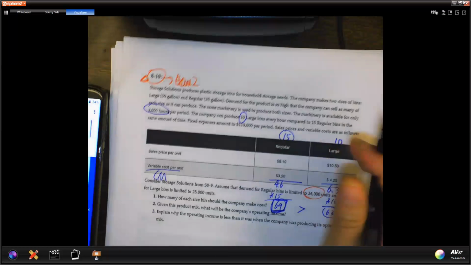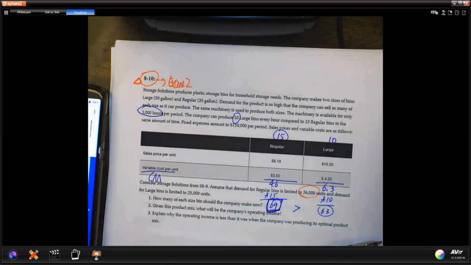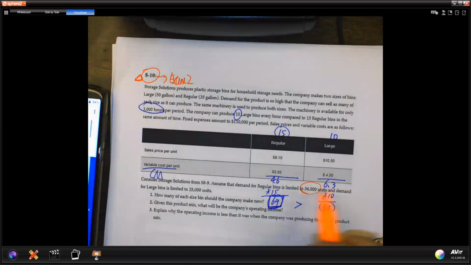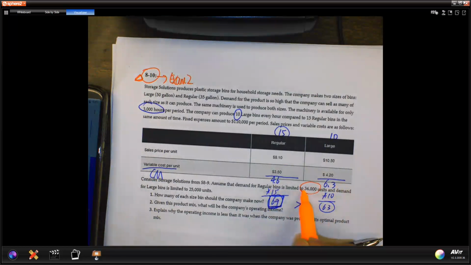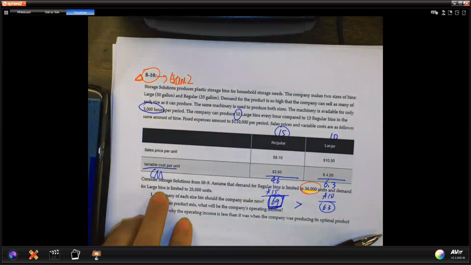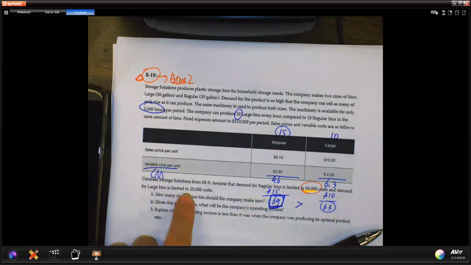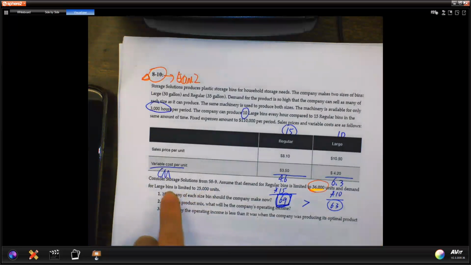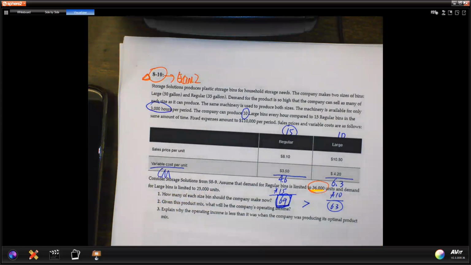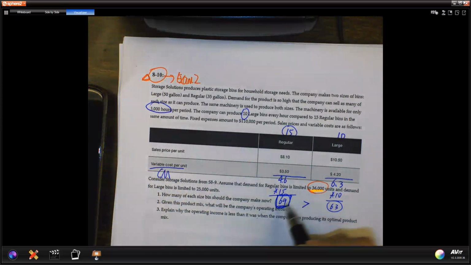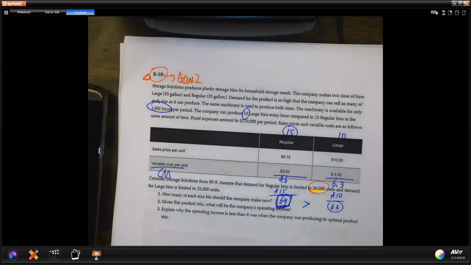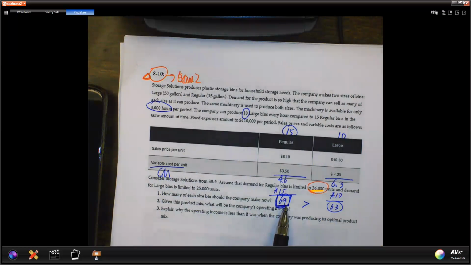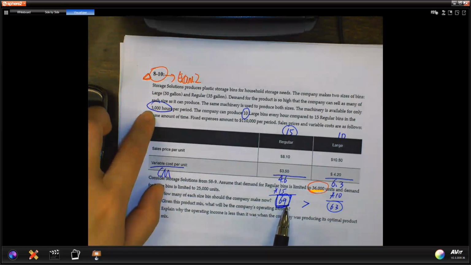But it said, keep looking for this one. It said you can only sell 36,000 units of the regular, and then you can only sell 25,000 of the large. Okay, so here's the thing. We said, hey, if there is no demand limitation, we should make all the regular. We should make all regular. Make as many as we can for the 3,000 machine hours, okay?